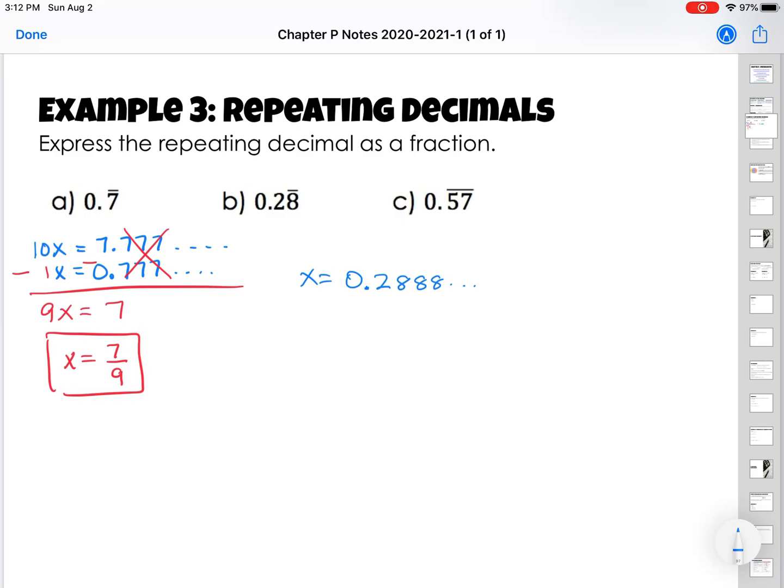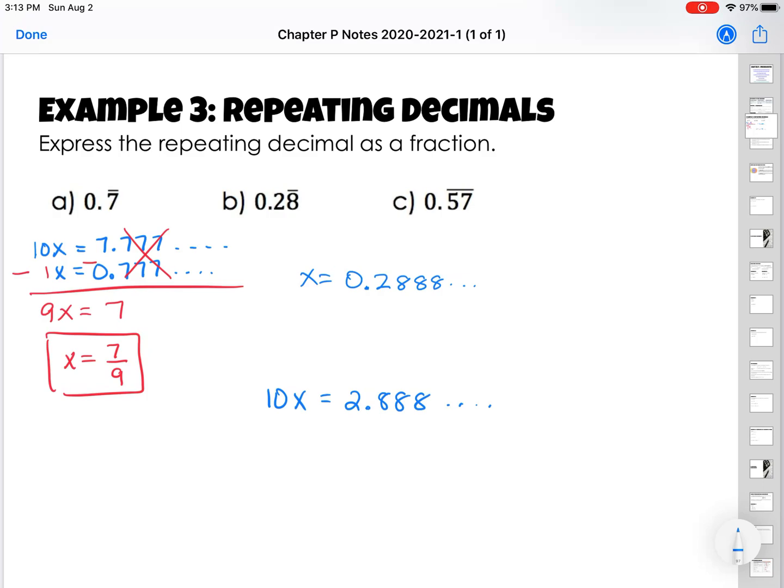We can do that by multiplying by 10. So I have 10x is equal to 2.888 and so on, okay? I can't do what I did before, because if I were just to combine these, on the right-hand side, if I subtracted, I'd be left with 2.6, and that's not quite what we're going for here. But what I could do is to then create another equivalent equation from this.